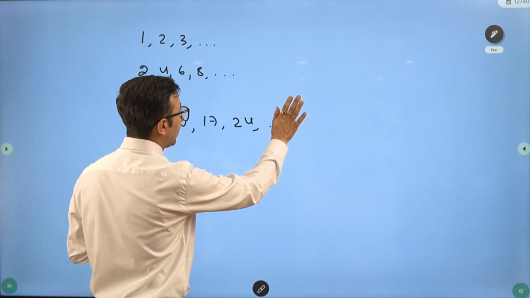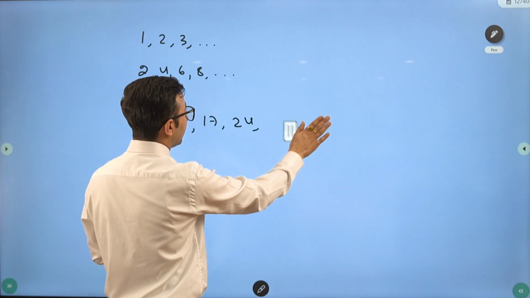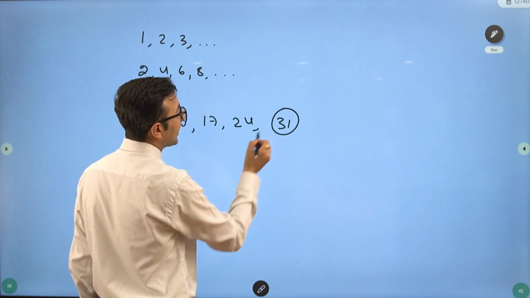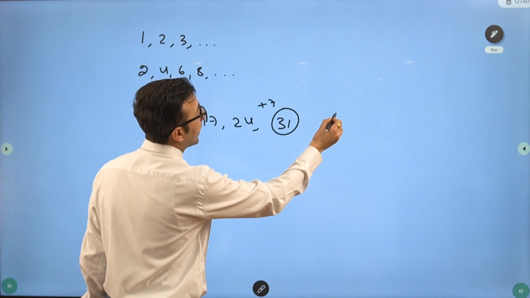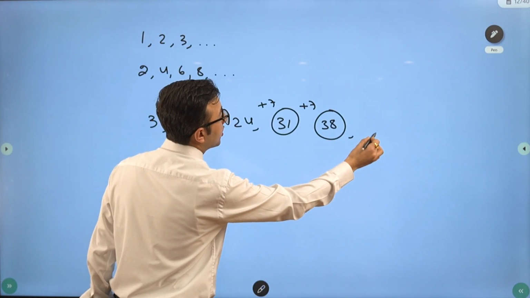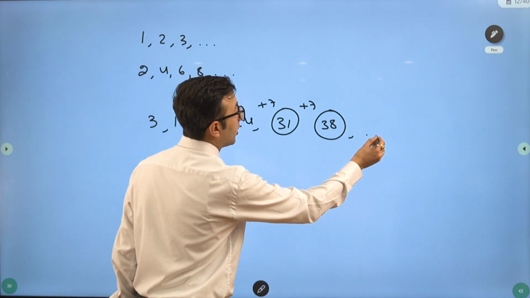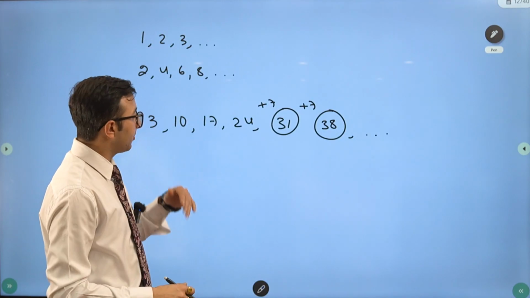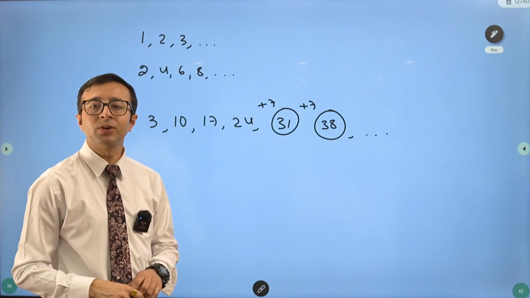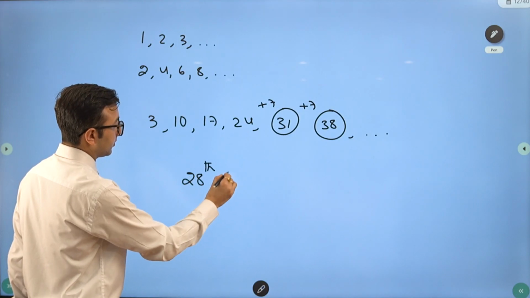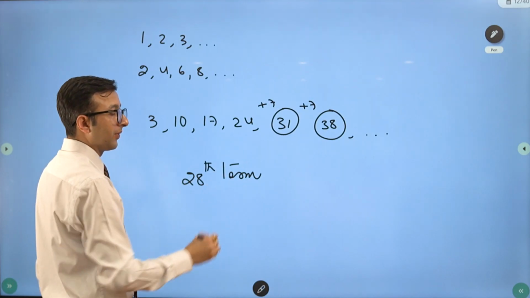If someone asks you what will be the next term, here we can write it down as 31 by adding 7 on it. If you want the next term, if you add 7, you will get another term. But if someone asks you to find, suppose, the 15th term, that also we can obtain by writing it out. But if someone asks you to find the 28th term, then how to find it?